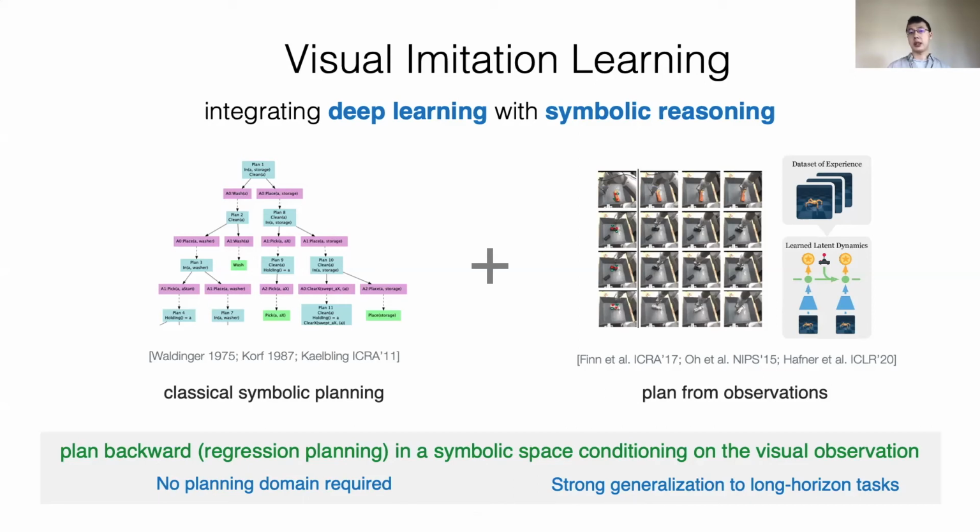So I'm going to introduce a regression planning network that uses some of the ideas of regression planning and backward chaining in classic AI, but realizes them with deep models so that it can perform long horizon planning directly on visual demonstrations and on visual observations. In contrast to classic symbolic planners, this method doesn't require a planning domain, and it can directly operate on visual data. And in contrast to end-to-end learning to plan from observation, we can achieve much stronger generalization to long horizon tasks.